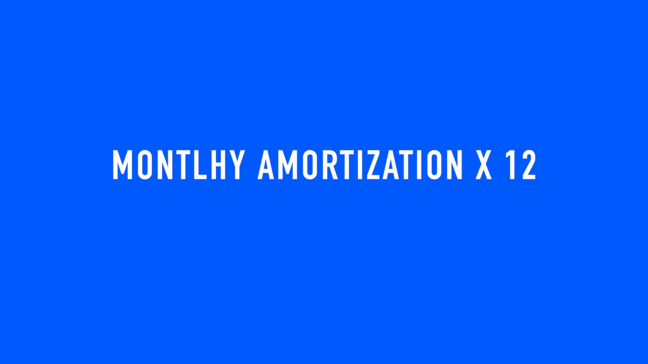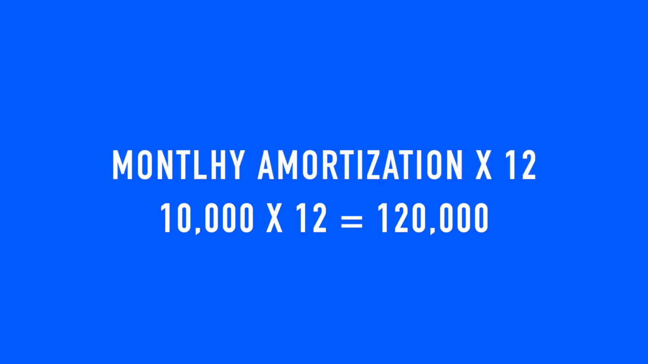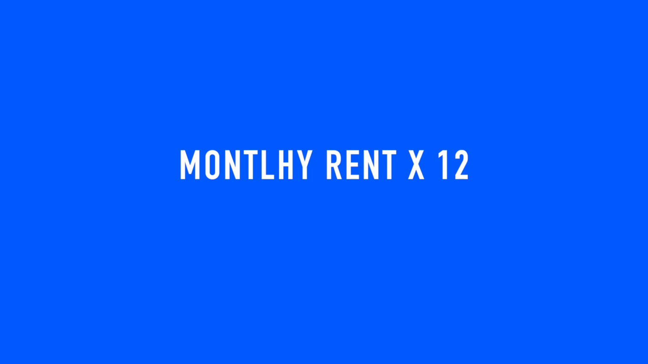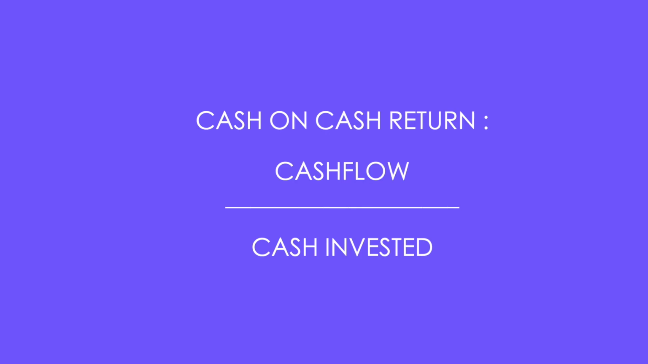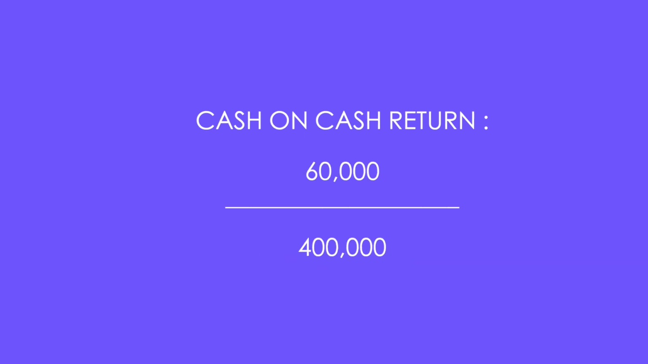So, para makuha yung annual cash flow natin, same procedure, i-multiply lang natin yung 10,000 na monthly amortization. So, that is your annual expenses. Then, your annual earning from rent is 15,000 times 12, 180,000. So, the formula is cash flow, i-divide lang natin by cash invested. 60,000 yung cash flow, i-divide natin by, let's say, 400,000 pesos yung down payment.